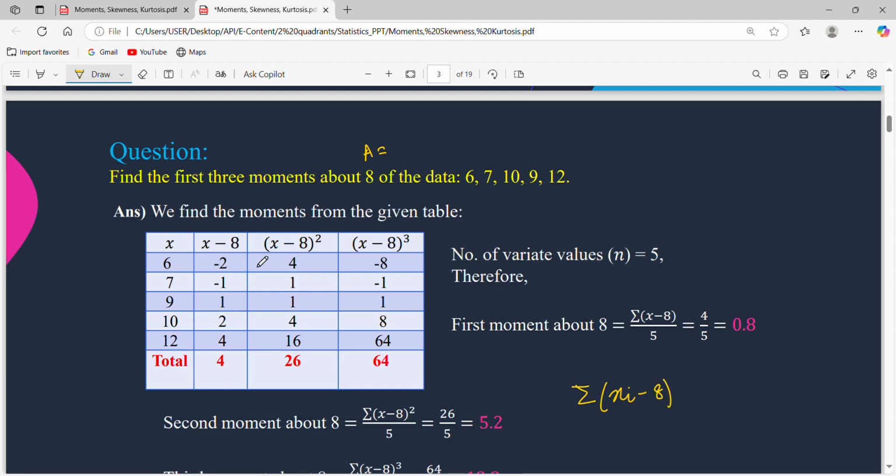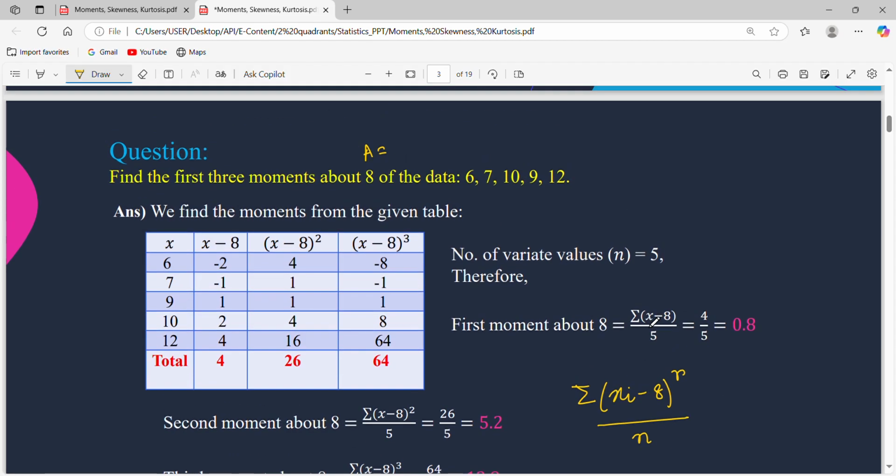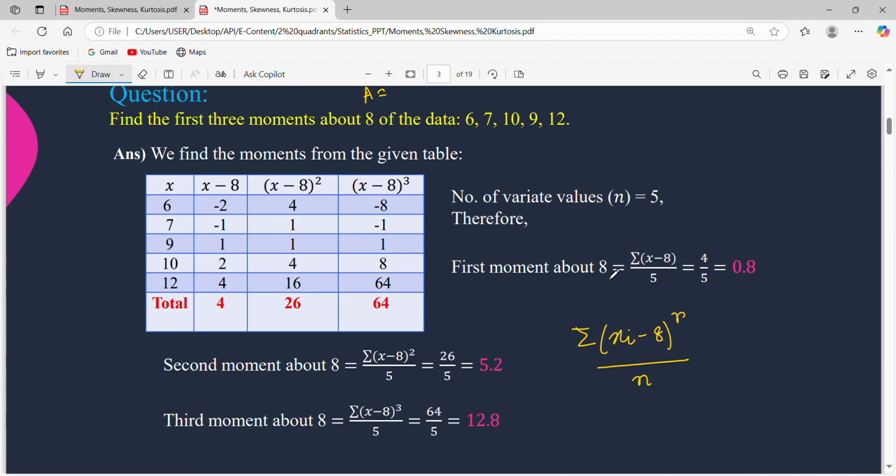So here first three moments, that means first moment, second moment and third moment. So first moment where r equal to 1, second moment r equal to 2, and third moment r equal to 3. So here whole to the power r divided by the number of observations. Here number of observations are 5: 1, 2, 3, 4, 5. So this is the formula. If we are going to find first moment, put r equal to 1. If we are going to find second moment, r equal to 2, and third moment, r equal to 3. So sequentially, we will get the first moment about 8, the second moment about 8, and the third moment about 8.